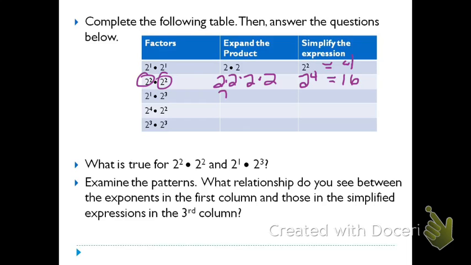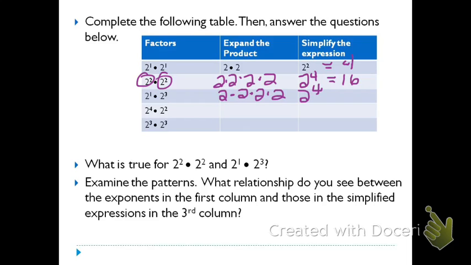2 to the first is just 1 2, times 2 to the third, so that's 3 2's. So that's the same thing as 2 to the fourth.